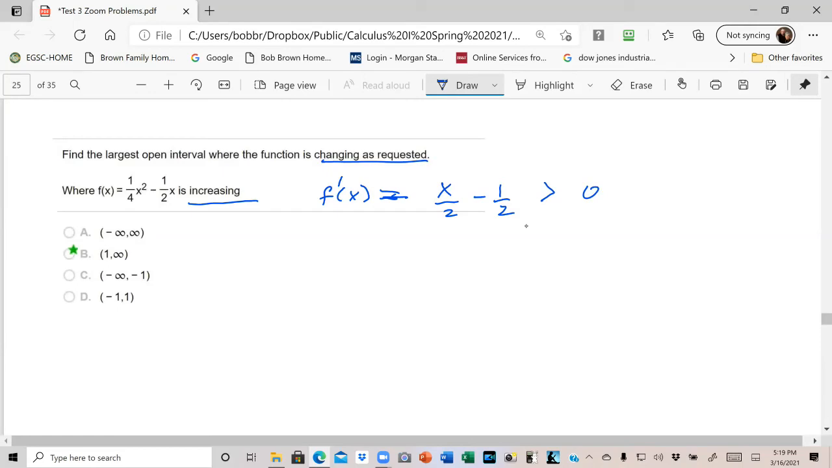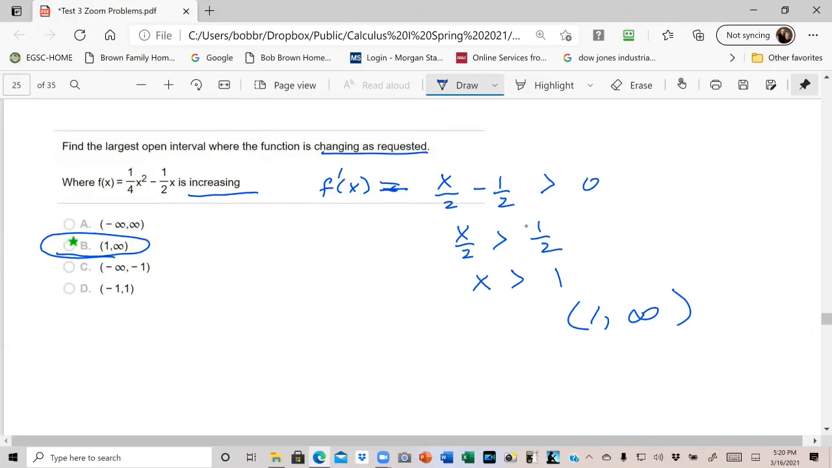And x over 2 is more than 1/2. So multiplying by 2, you get x is more than 1. So from 1 to infinity, it will be increasing, which is the largest open interval where it would be increasing.